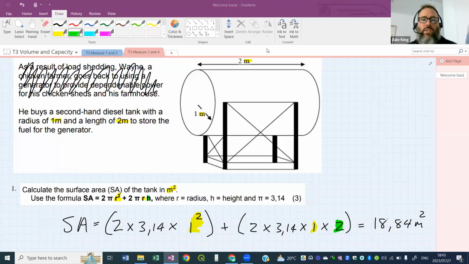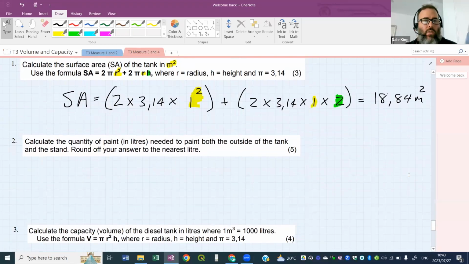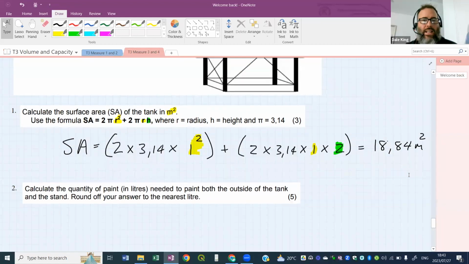All right. Any other questions? Okay, we are moving on. Hey, I want to get to this one at the end because there's a little thing in there. All right, here we go. Question 2. Calculate the quantity of paint in liters needed to paint both the outside of the tank and the stand. Round off your answer to the nearest liter.